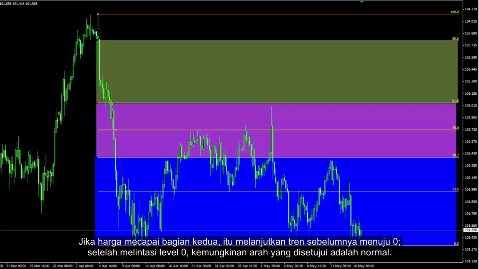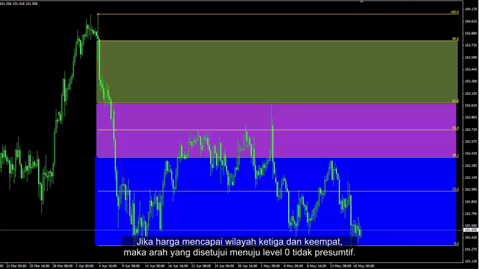If price reaches the second section, it continues its previous trend towards zero. After crossing the zero level, the probability of agreeing direction is normal. If price meets the third and fourth region, then the agreeing direction towards zero level is not presumptive.